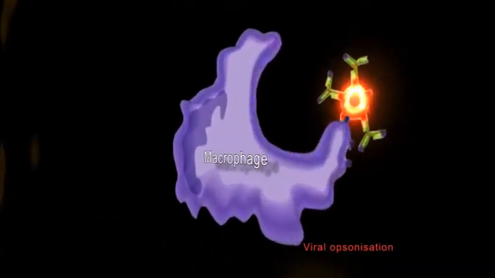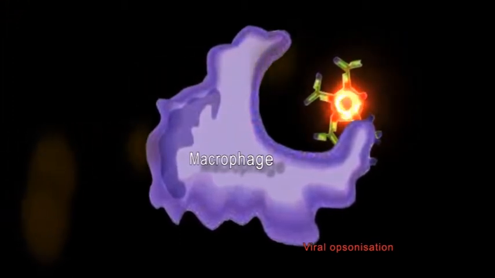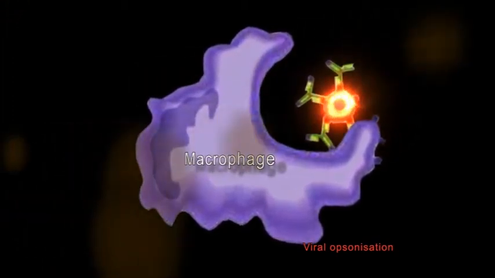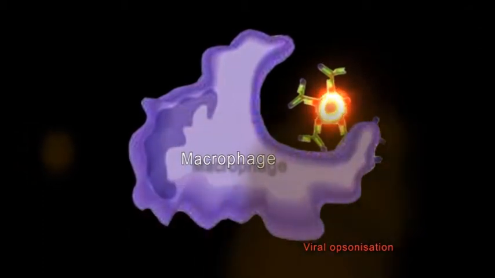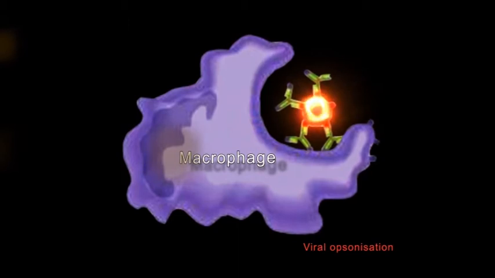Antibody or complement can also agglutinate viral particles and function as an opsonizing agent to facilitate Fc or C3b receptor mediated phagocytosis of the viral particles.